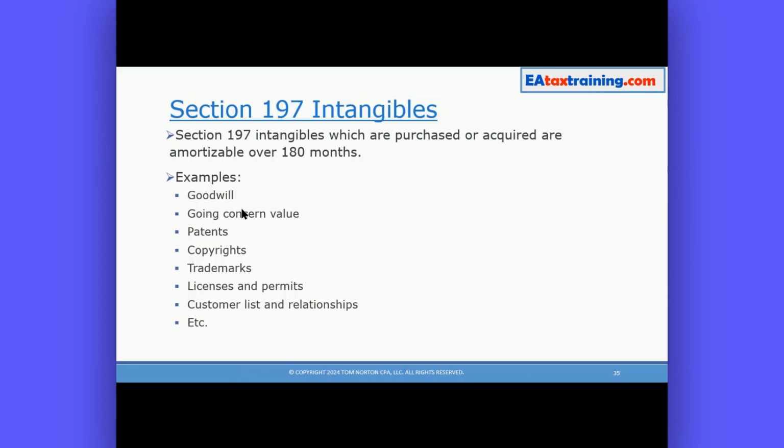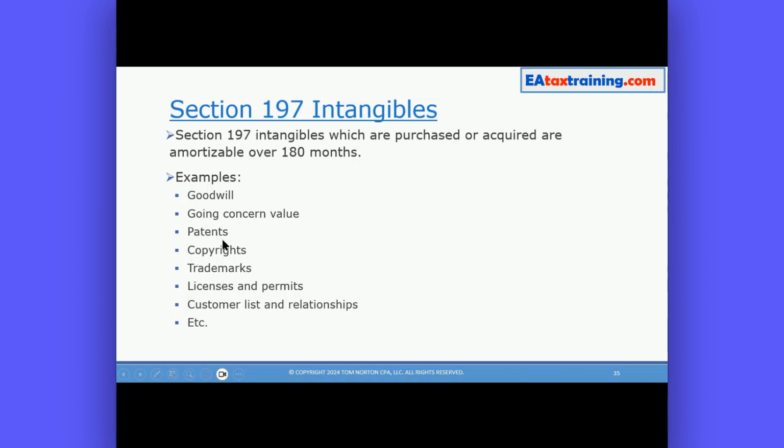So these types of things are called goodwill, or sometimes going concern value. They're very closely related to each other. So that's an idea of an intangible. But again, it only comes up when a business is acquired. So if you start up a business and you never sell it, you're never going to have goodwill or going concern value on your books. It only happens from an acquisition.